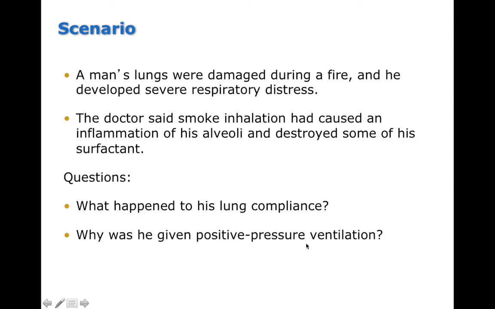So why was he given positive pressure ventilation? Well, positive pressure ventilation would actually force air into his lungs, and this is going to help him achieve proper ventilation and airflow. Otherwise, if he had to rely on his own respiratory muscles, they might not be strong enough to pop those sticky alveoli open. So positive pressure ventilation can force air with a lot of oxygen into the lung tissue.